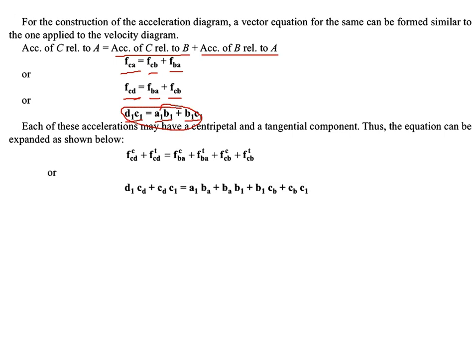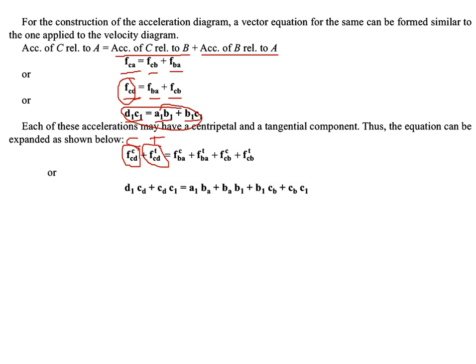Okay, so now in this case each of these accelerations may have centripetal and tangential components. So each will have two components, one is centripetal and one is tangential. So you can see FCD will split into two components. So FCD with FcCD, then FtCD. This is centripetal and this is tangential. See the symbols here, c and t. Okay, one is centripetal and another is tangential.